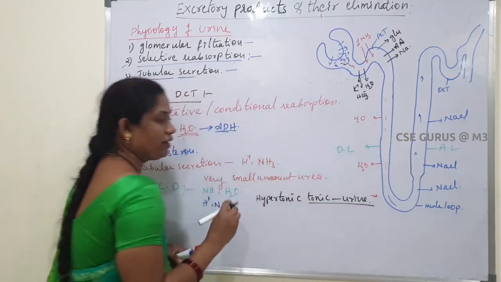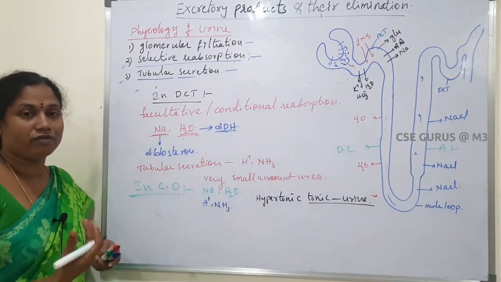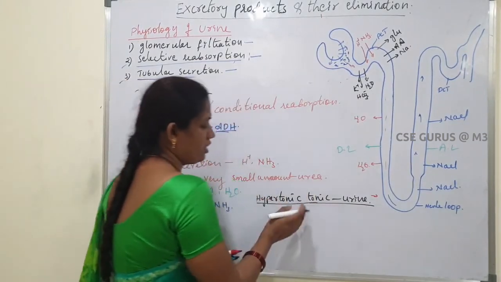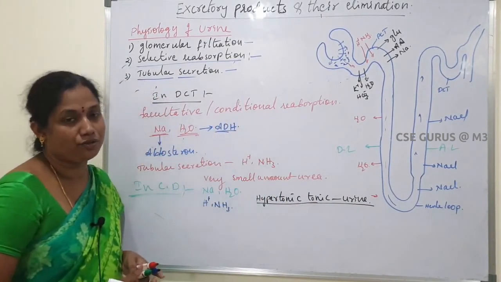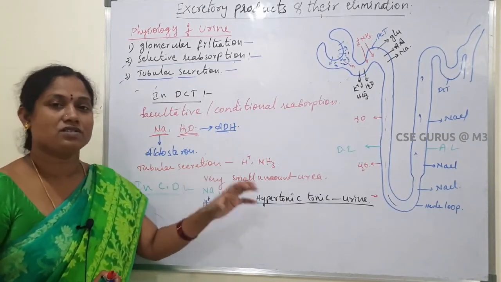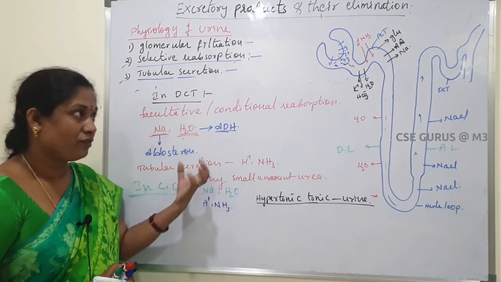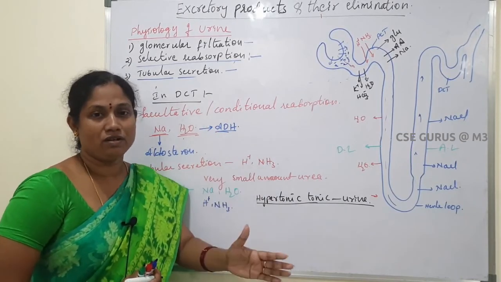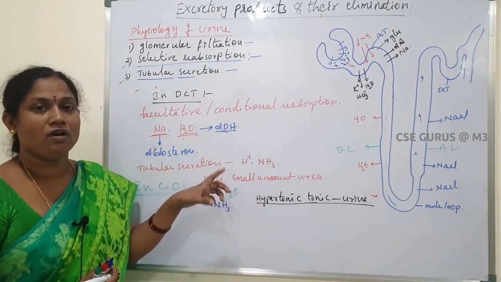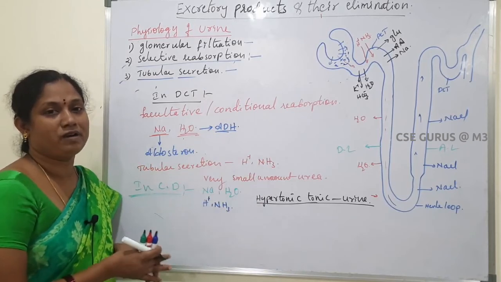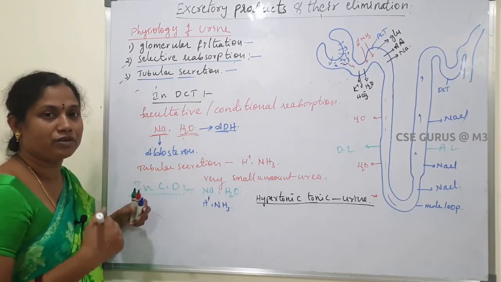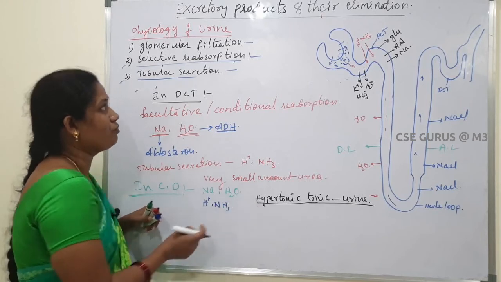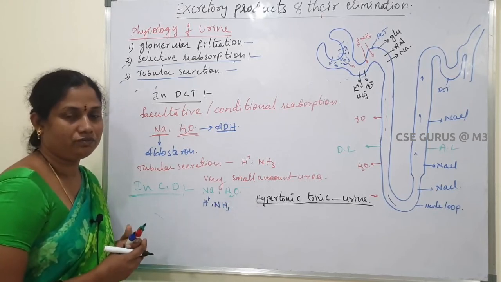Whatever filtrate is finally formed is called urine. So hypertonic, highly concentrated urine is formed and released from the collecting duct into the renal pelvis, to the ureter, to the urinary bladder. Next, from the urinary bladder through the urethra, it is released to the outside. Okay, so this is the formation of urine.